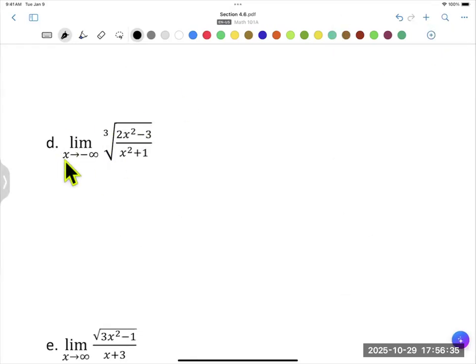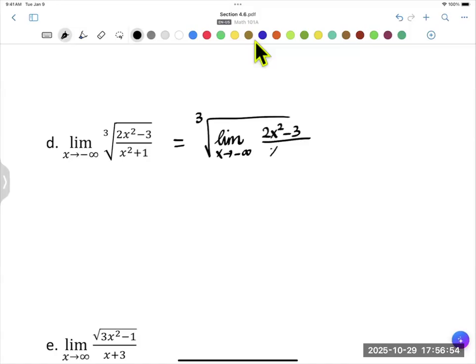Now let's take a look at this one. So this one has the radical, but the inside is also a polynomial over a polynomial, and they have the same degree. So when you see the limit of something like this, we can bring the square root out, so to the power 1/3, and the limit as x approaches negative infinity of (2x squared minus 3) over (x squared plus 1). This is the property of the limit.